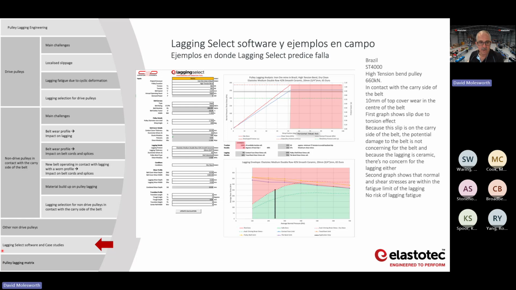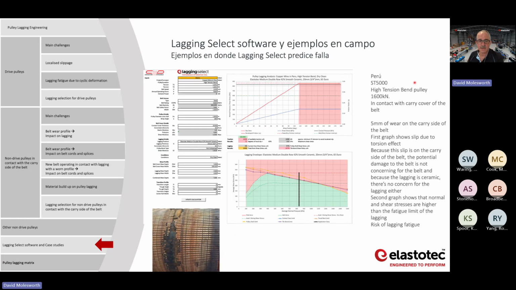The next one I'm going to look at is actually a gearless drive conveyor in Peru. This particular conveyor was our first introduction to this problem many years ago, and it's got a 5 megawatt drive, and it has chronic problems with damage of the lagging. They've tried just about everything on this high tension bend pulley.